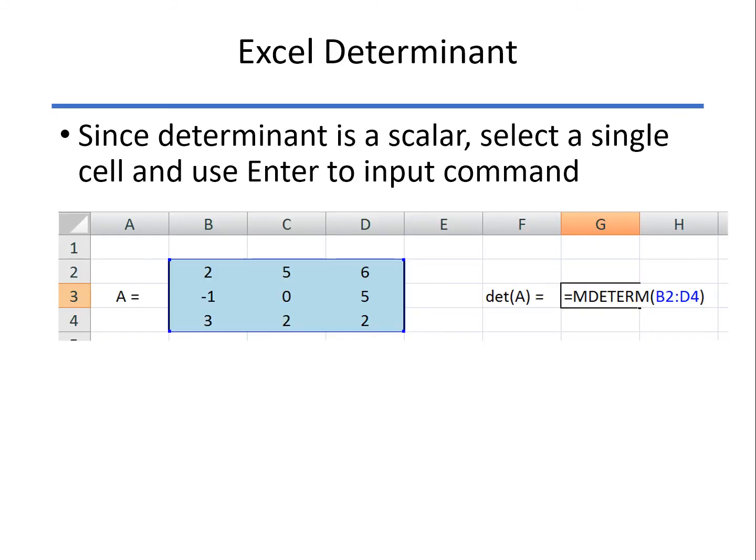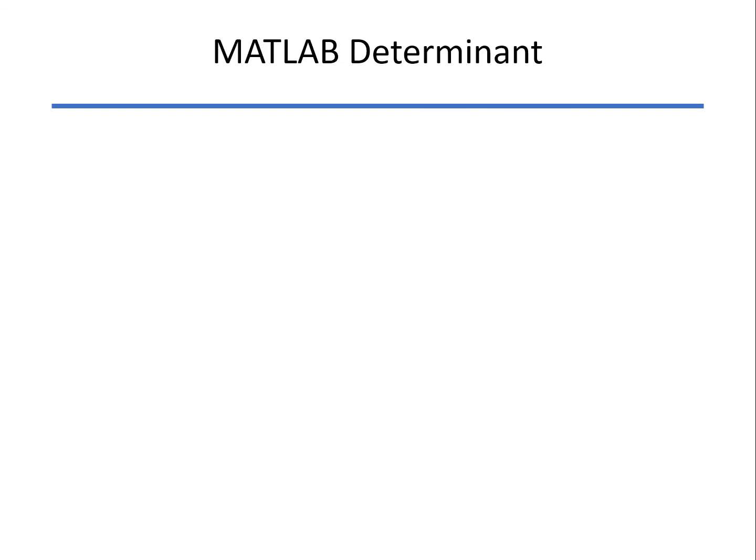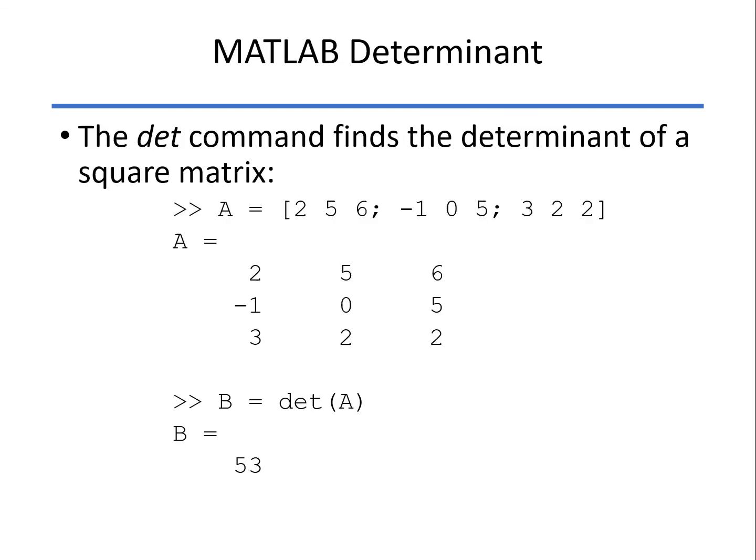Determinant, we use the command mdeterm. And in this case, we don't have to use Control-Shift-Enter because this is a scalar value, and so it's only going to be a single number added to that cell. Again, comparing that to MATLAB, we get the same answer.